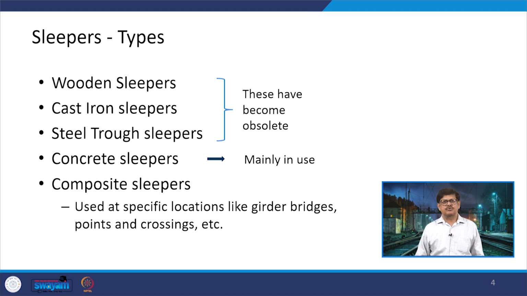So our focus is going to be more on concrete sleepers, but we will also look at the salient features, merits and demerits of the other three sleepers, that is wooden, cast iron and steel trough sleepers. At certain locations like girder bridges or points and crossings, a combination of sleepers needs to be used, and in that case it can be defined as a composite sleeper.